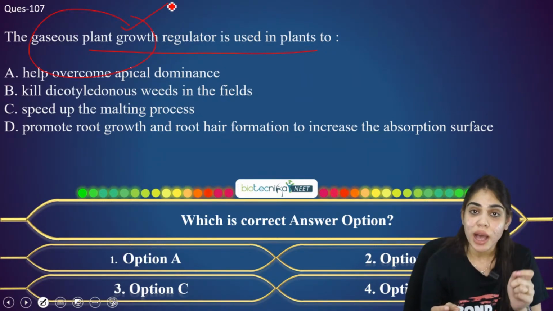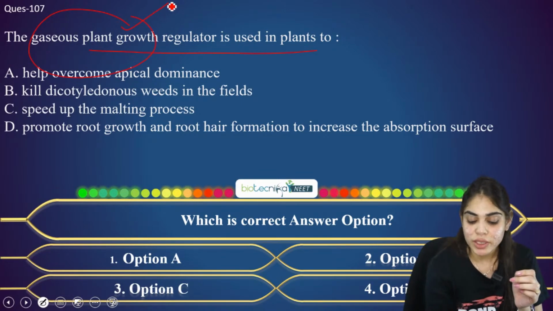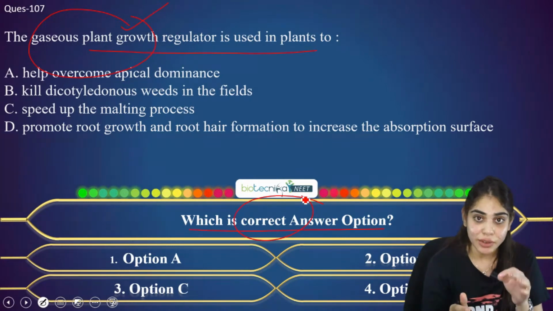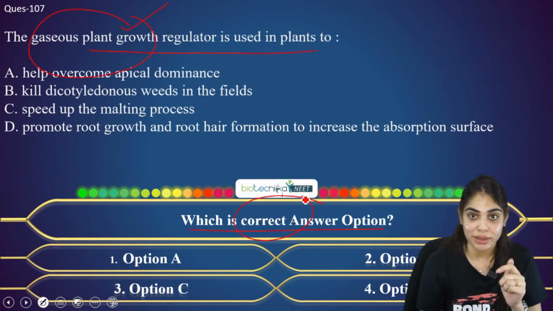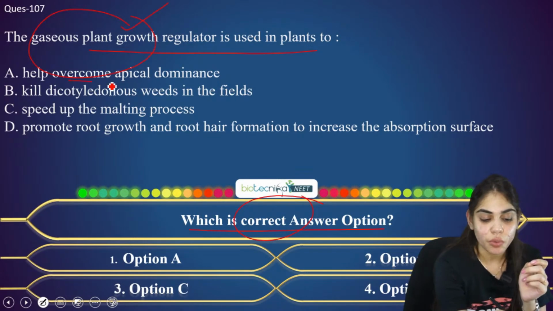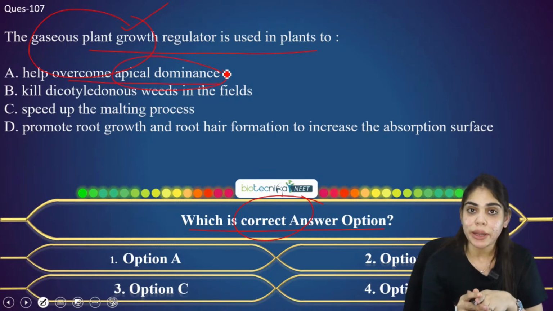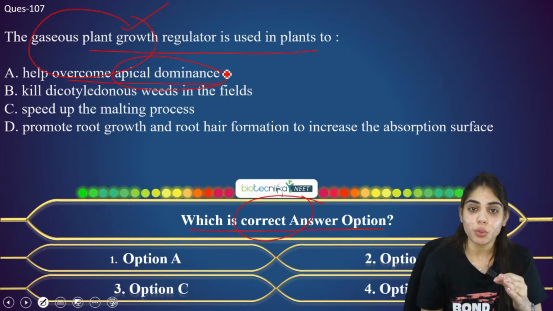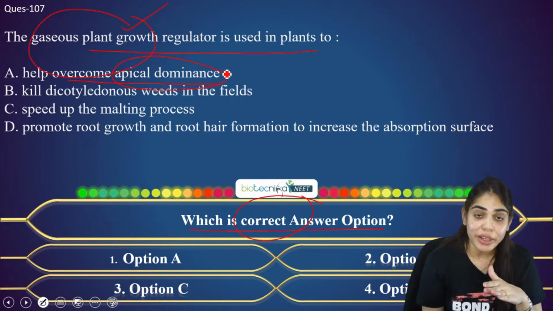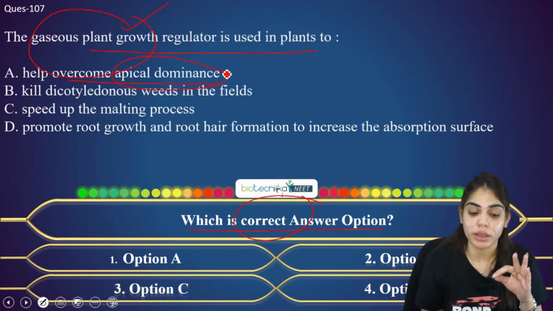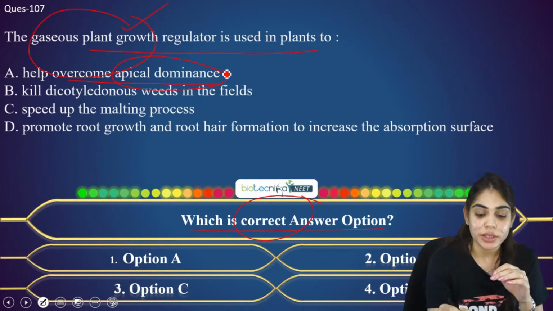So now you have to mention the function of ethylene, which is the correct answer option. You have to choose the right answer for this question. If you know the gaseous plant regulator is ethylene, now the first option says it helps overcome apical dominance. This is not the function of ethylene, because apical dominance is promoted by the auxin phytohormone, but in actual, cytokinin will act to suppress the effect of apical dominance. So statement A is for cytokinin, not ethylene.